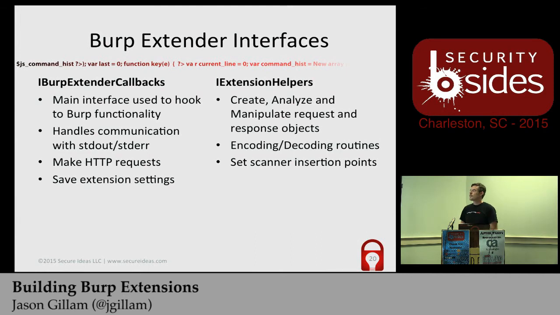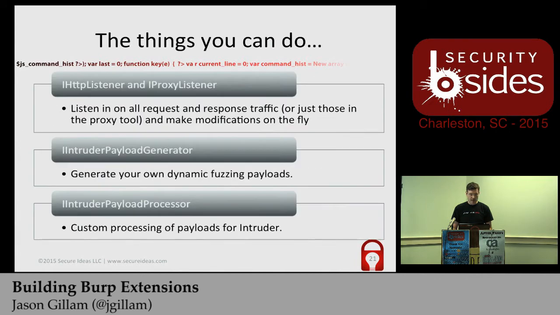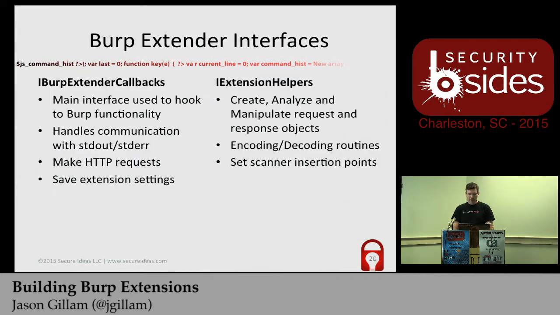Some other important ones to consider: the actual callbacks interface. This is what lets you interact with Burp itself, get into calling all the tools, and so on and so forth. Also, if you want to write anything to standard out or to the output within Burp, that's what you're going to call. You also have your helpers. That's for actually creating and manipulating requests or requests and responses inside of Burp as well. There are also some decoding and encoding routines, setting scanner insertion points and things like that. So miscellaneous functionality in there. That's all there is for the main support classes. So you have extender, you have callbacks, and you have helpers.